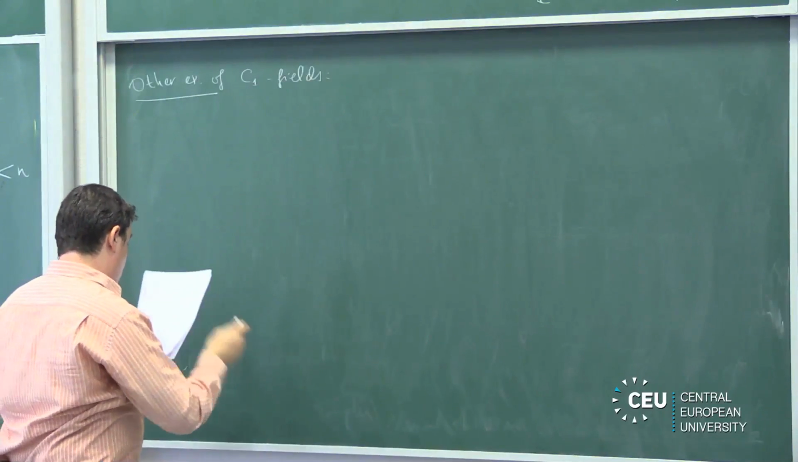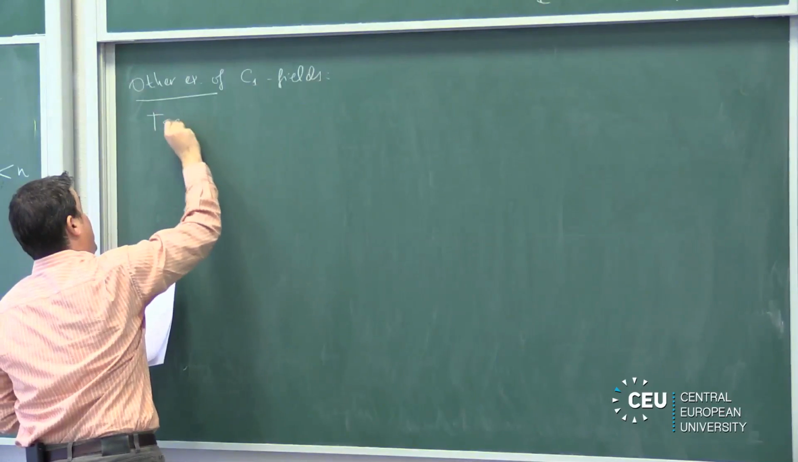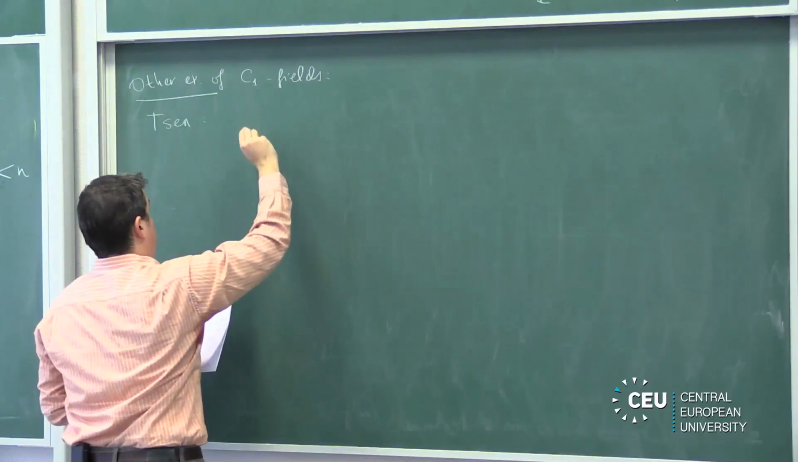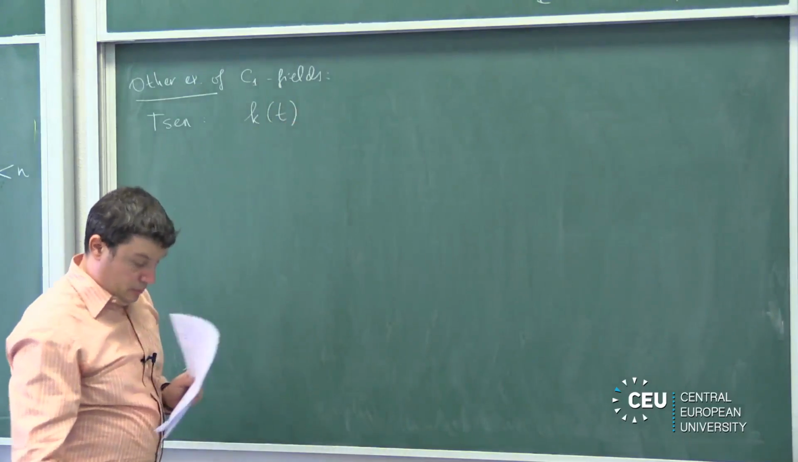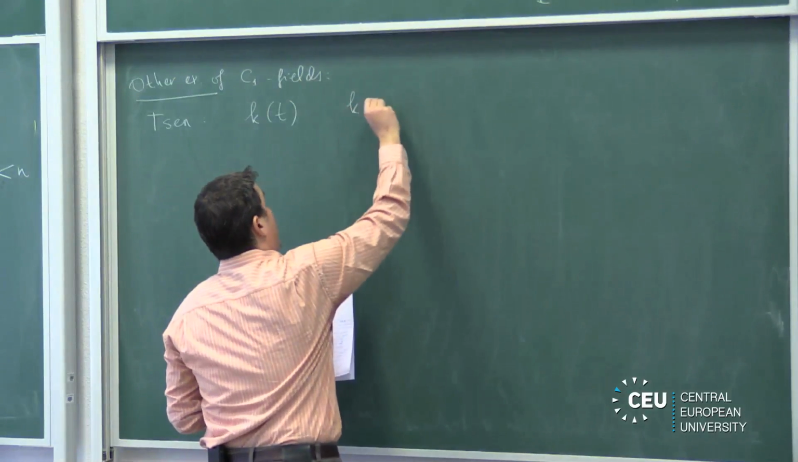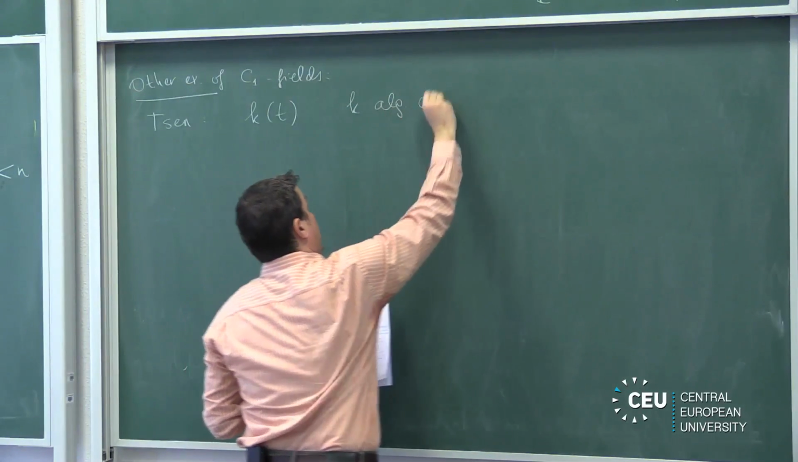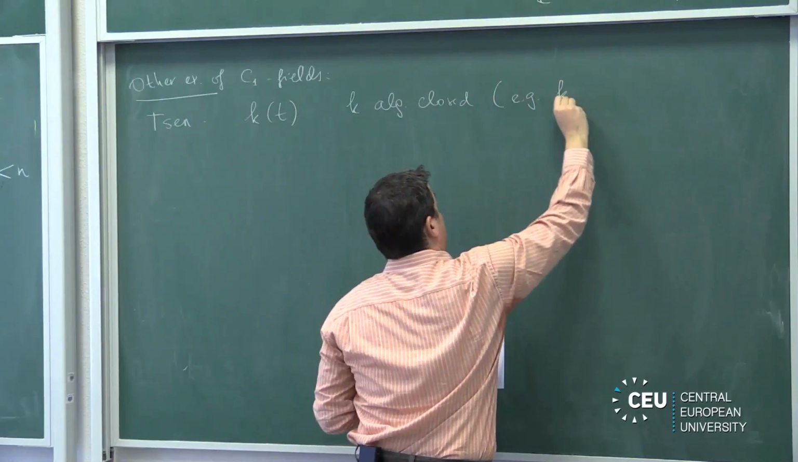So one is a famous example due to Tsen, which is the field of rational functions over an algebraically closed field. So for example, you take the complex numbers.